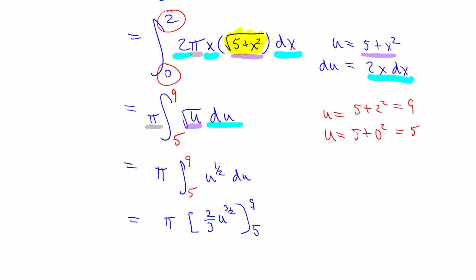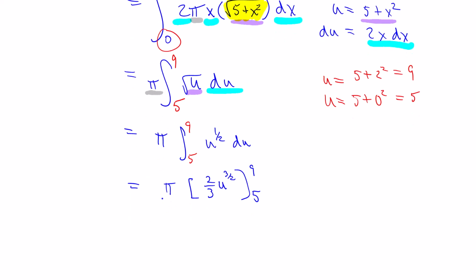Okay, so fundamental theorem here, right? Add 1 to the power and divide by the new power. So 1/2 plus 2/2 is 3/2. Divide by 3/2 is the same thing as multiplying by 2/3. That's where that's coming from. The pi constant just stays out front. Nothing happening there. And then we have this antiderivative we want evaluated from 5 to 9, which are, of course, the new bounds.